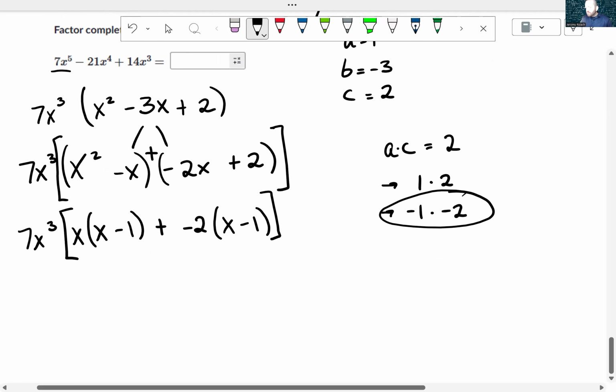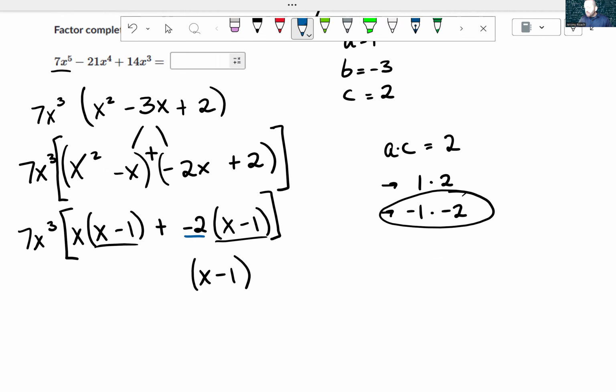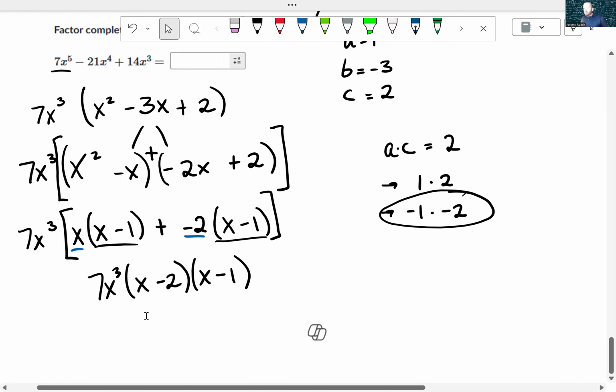Now we're going to merge these two terms together and we'll write our x minus 1 there. And then these two terms, x minus 2 plus -2 is the same thing, it's just -2. So we're going to write x minus 2 here. Now we are multiplying those together. That's how we factor with the AC method. And the 7x cubed just goes here at the end. We don't have to write the brackets anymore because we can multiply in any order.